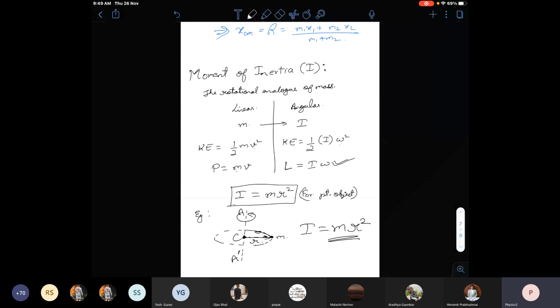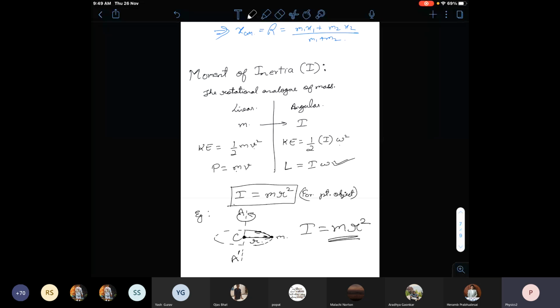This is very important. In most of the cases, most of the students forget to write r square, they write it as mr only. So that creates problems. Don't do such things. Okay? So I is equal to mr square. This is moment of inertia. This is how you define moment of inertia for point objects.